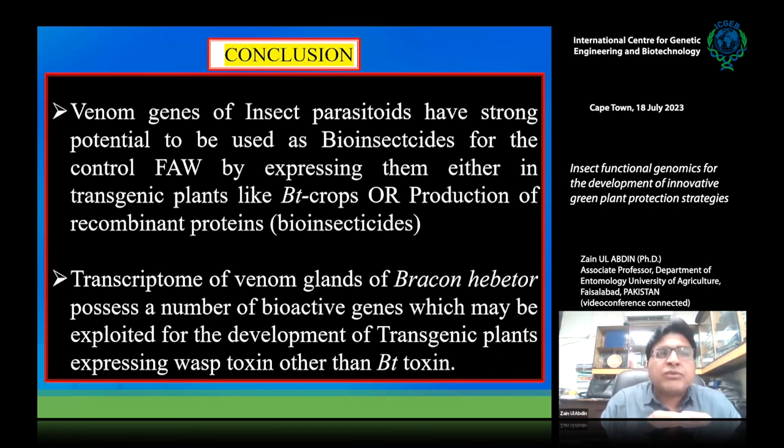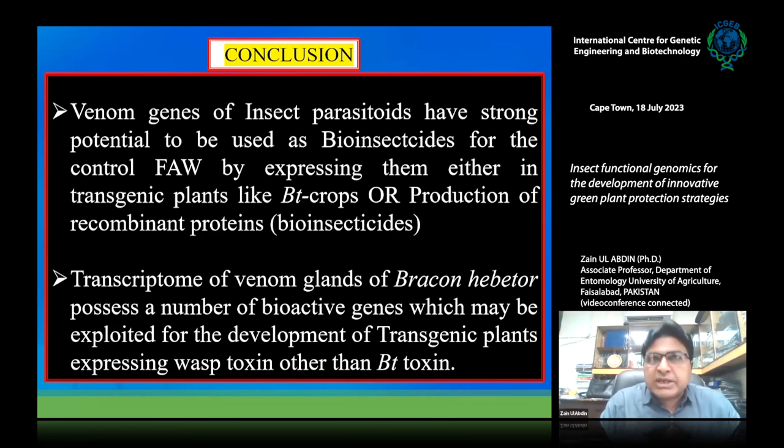One case study based on the venom genes of insect parasitoids has strong potential to be used as biopesticides, by expressing them either in transgenic plants like Bt crops or through production of recombinant proteins. We have both options. One more important thing I want to say here: Bt crops, Bt genes, Bt insecticide is effective only against Lepidopterous insects. It is not effective against sucking type of insects.